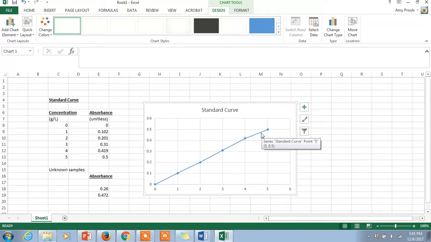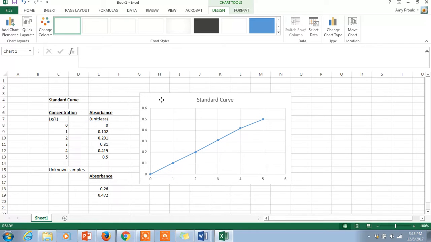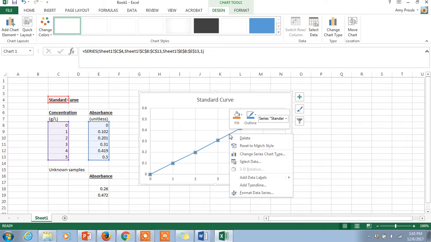Now you'll notice it's not quite a perfect line, and that's okay. A standard curve often does have little tiny blips in it. And again, I faked this data just for the sake of illustration for you. This is not the end though. You need to right click on it and figure out what your regression is.